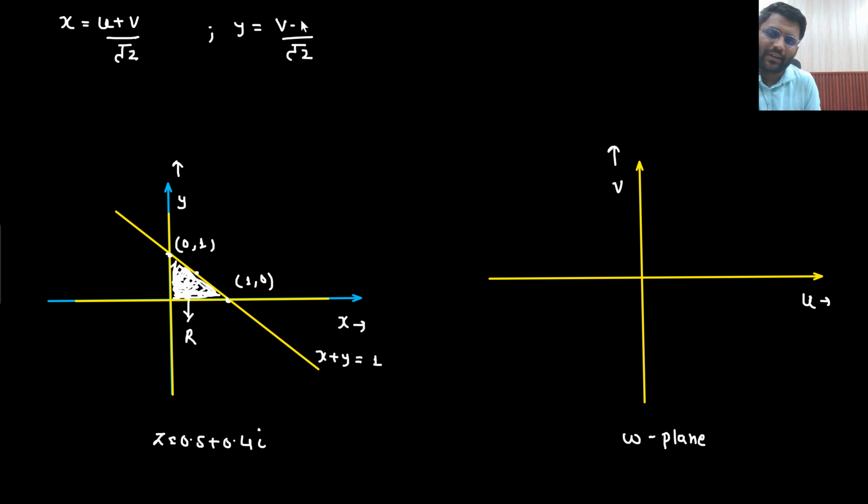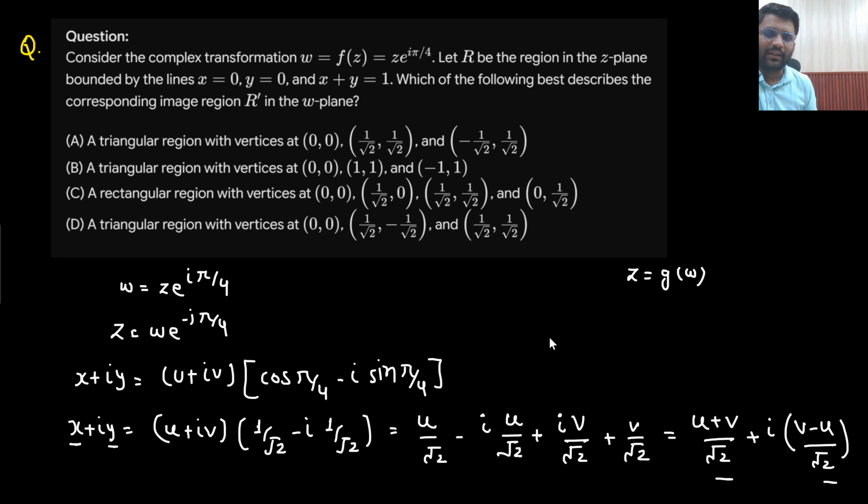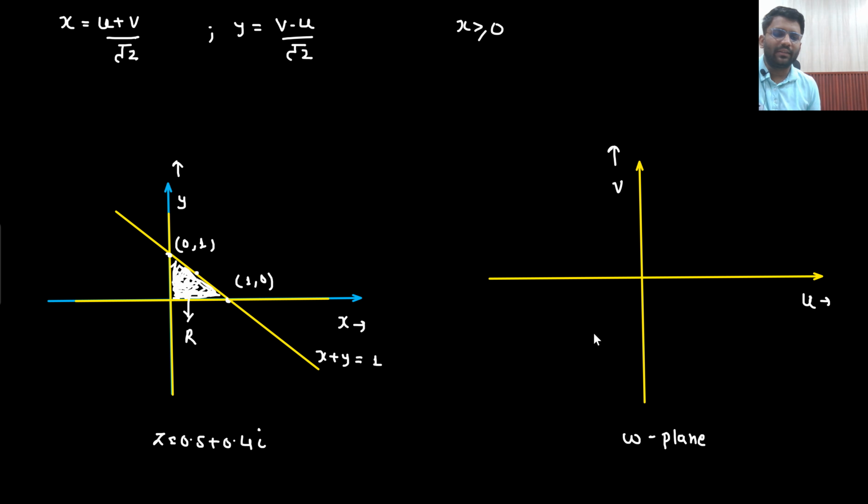This is the scenario that we are getting. Now what is my region? The region is bounded by x greater than or equal to 0. This is what they are saying, no? The region is bounded by these lines. That means what is this region? This region is x greater than 0, right? This is your x equals 0 line. So this region is x greater than 0.